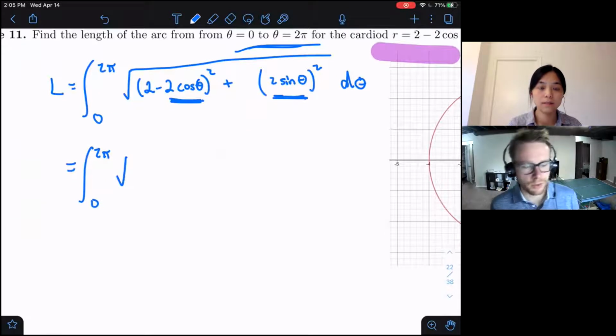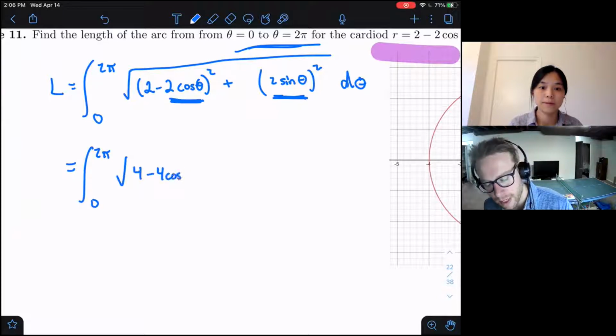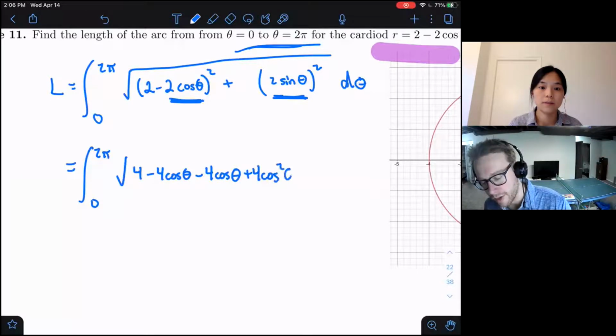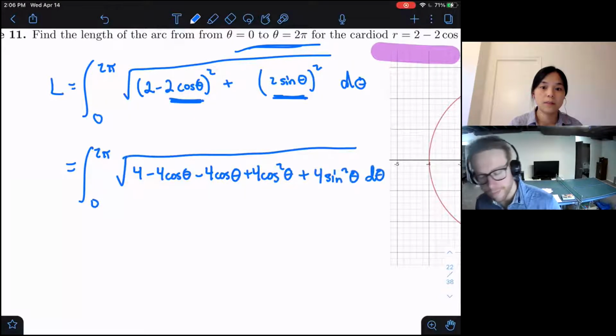All right, so if we were to do the firsts, you would get 4. If you were to do the inners, you would get -4 cosine theta. If you were to do the outers, you would also get -4 cosine theta. And if you were to do the lasts, you would get +4 cosine squared theta. So that's me FOILing out this binomial being squared. And then with the sine squared stuff, 2 squared is going to be 4, and sine squared is just sine squared, all under our square root.